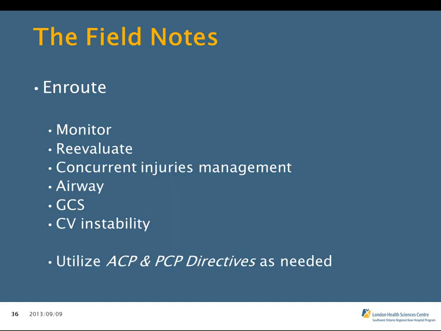En route, monitor these patients carefully. Frequent vital signs are very important. Particularly, we're watching for any evidence of decreased respiratory function or any evidence of hypovolemia that may require treatment. We need to reevaluate them frequently. Concurrent injuries management, of course: if there are any C-spine precautions to be considered, any other injuries, fractures, anything like that, they need to be thought about and looked after as you would in any other patient.